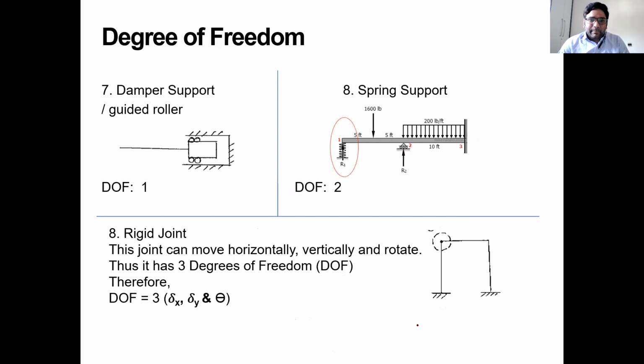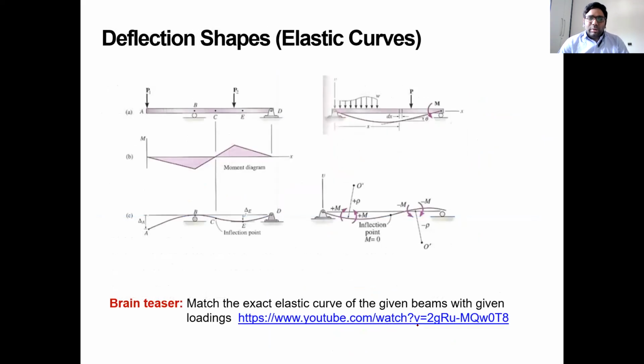Now let us try to move forward. Now the other important thing that I am talking about is the type of the elastic curve. So where exactly is the deflection happening in a beam, and how does that deflection shape look like? These are also some of the things that have to be considered for the analysis.